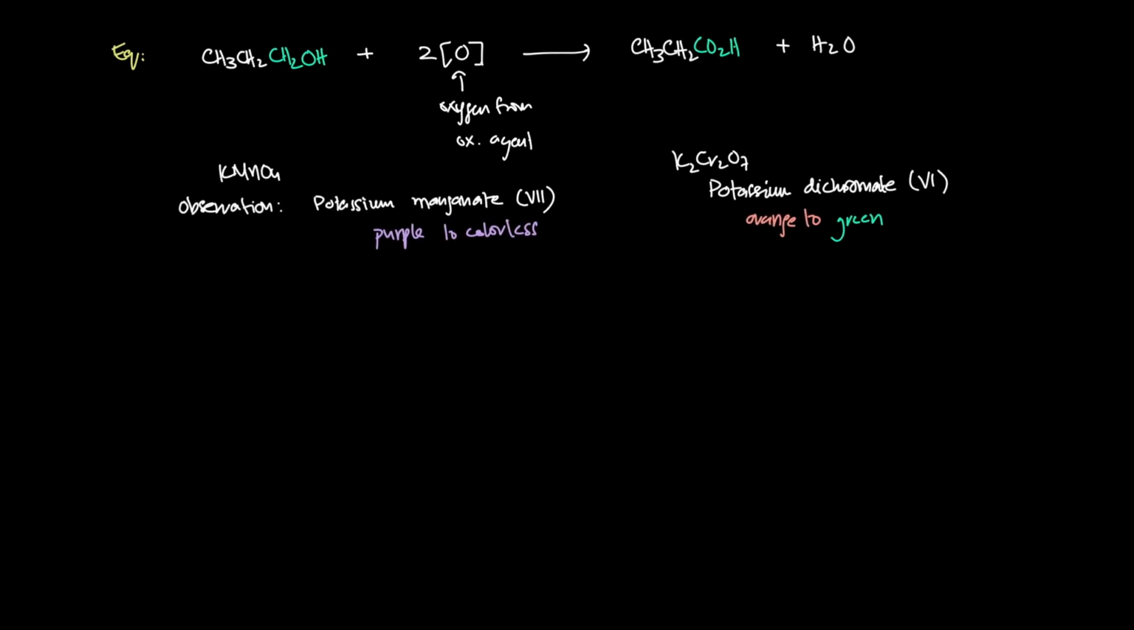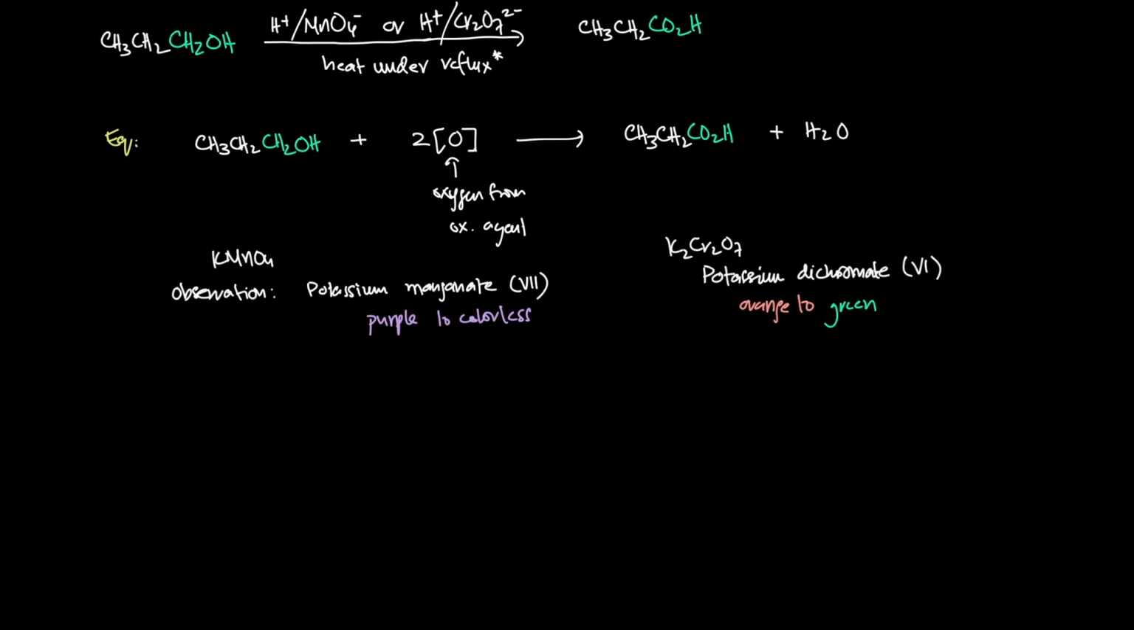In the first stage of the reaction, the primary alcohol is first oxidized to an aldehyde, and then in the second reaction, this aldehyde is oxidized to a carboxylic acid. So it's this group that's being oxidized: CH2OH is first oxidized to CHO, and then the CHO is oxidized to CO2H.